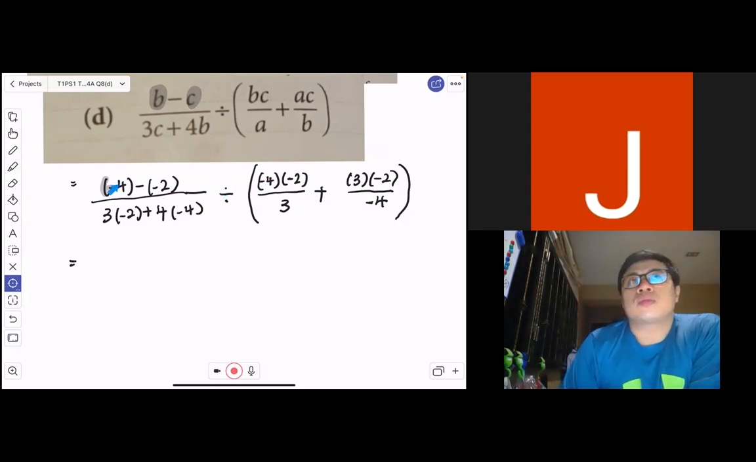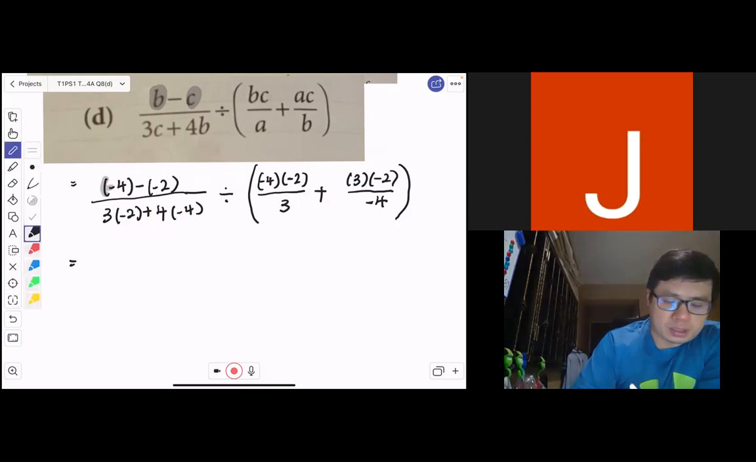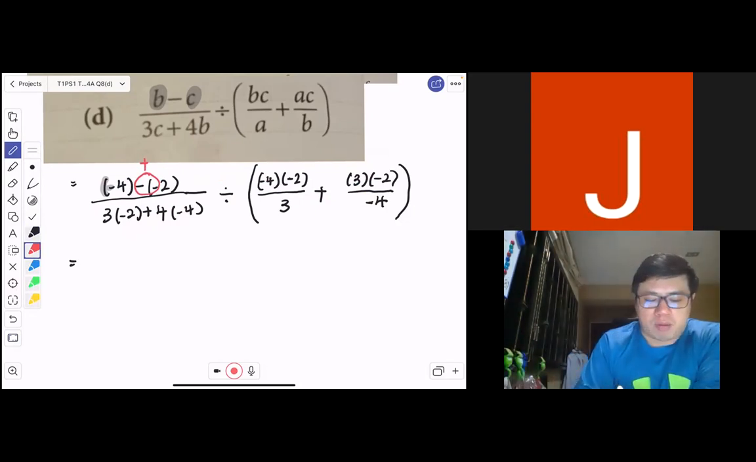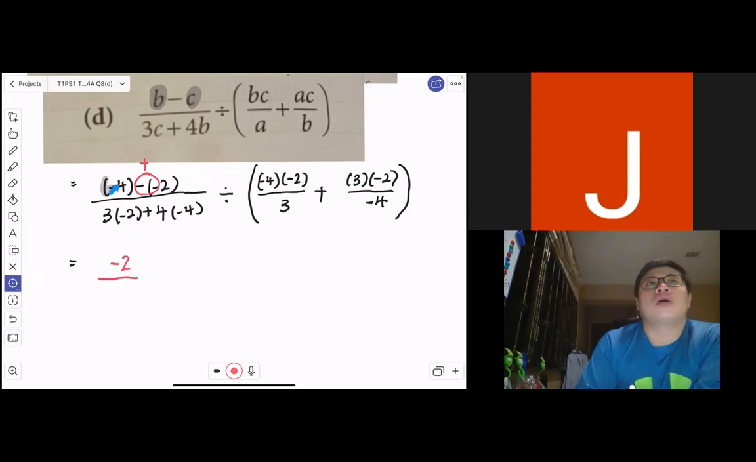In the numerator here, this division has to come before that. So we evaluate what we see in the numerator and the denominator first. -2 minus -2: this minus will give us a plus. So it's -4 plus 2, which gives us -2. Here we have 3 minus 2, no, 3 times -2, that gives us -6.